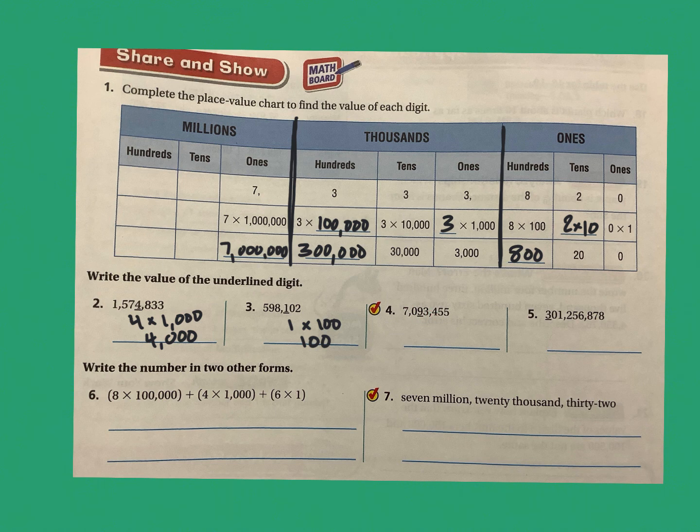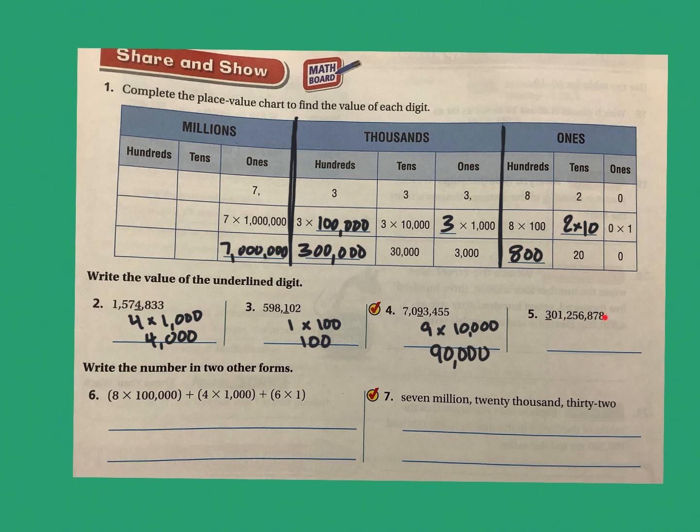I'm going to say this number. We're 2 full periods over, so we're sitting right here. 7,093,455. The 9 is in the 10,000s place here. So it would be 9 times 10,000, which would be 90,000.